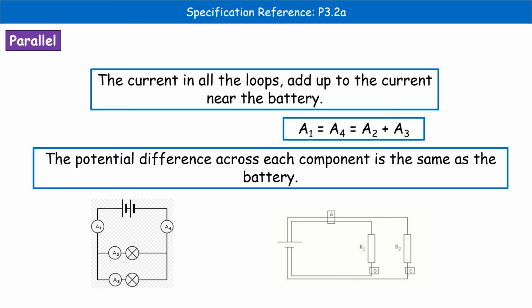Second type of circuit is the parallel circuit. Now parallel circuits have multiple loops, basically different pathways that our current can flow through. Our first rule is that the current in all the loops adds up to the current near the battery. So if we place our ammeter in positions A1 or A4 on this one on the bottom left here, they will read the same. And then if we add up A2 and A3, they equal the same as either A1 or A4. So the current in each of the loops added together is the same as the current near the battery.